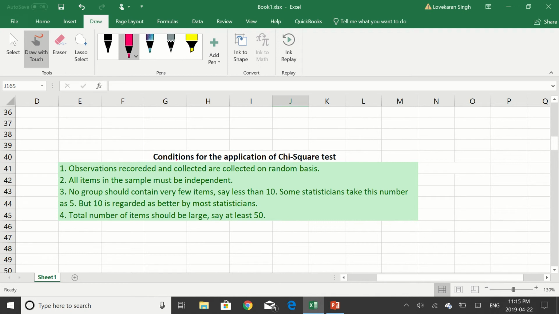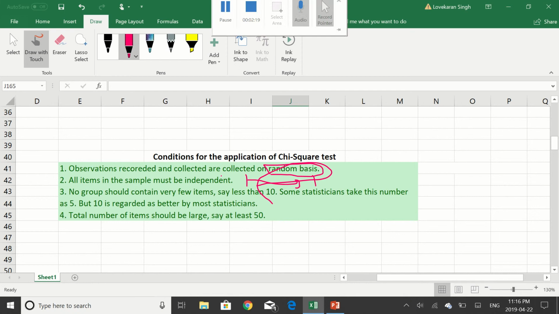These are some of the conditions for the application of the chi-square test. Number one: observations must be collected on a random basis. Second: all items in the sample must be independent. For example, if we select this sample and because of it we have to select that sample, this situation must not happen. We have to select only independent samples.